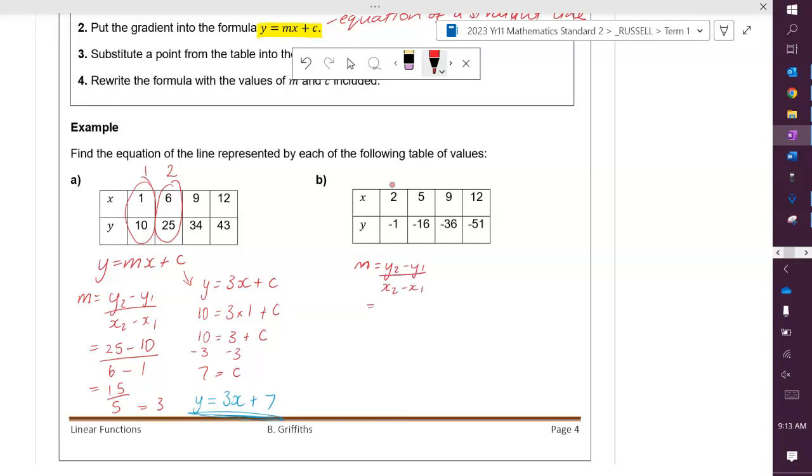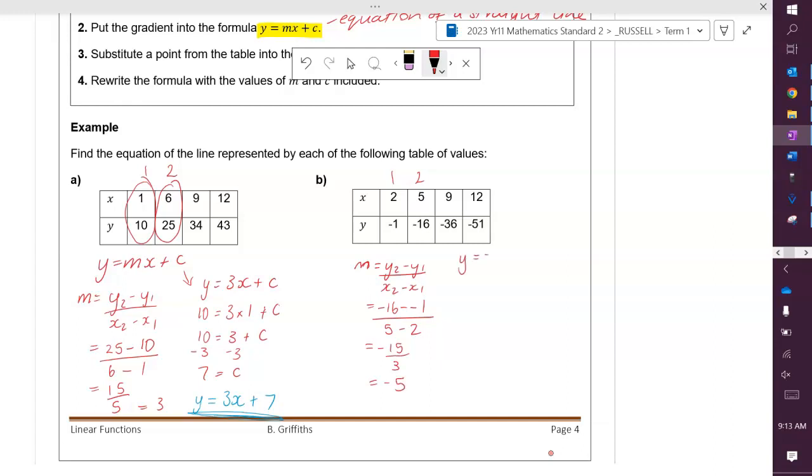Again, pick a set of coordinates. This is my first, this is my second. So I'm going to say, negative 16 take away negative 1, and then it's 5 take away 2. So negative 16 take away negative 1, that makes a positive, so plus 1 gives us negative 15 over 3, which tells us our gradient is negative 5.